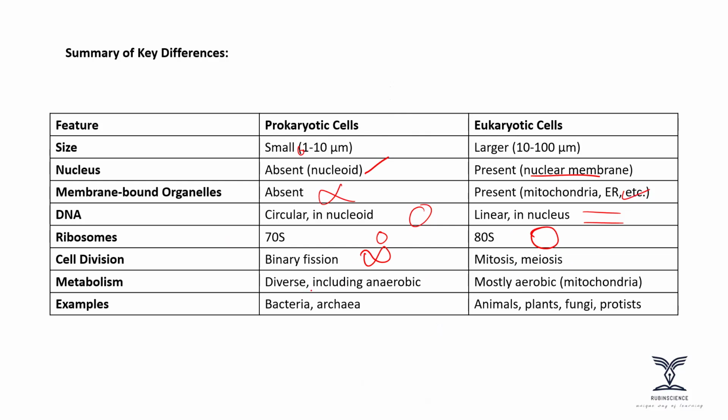And the metabolism is diverse, including anaerobic respiration. Here in eukaryotes, it is mostly aerobic respiration, which occurs in the mitochondria. The examples are bacteria and archaea, and the examples for eukaryotic cells are animals, plants, fungi, and protista.